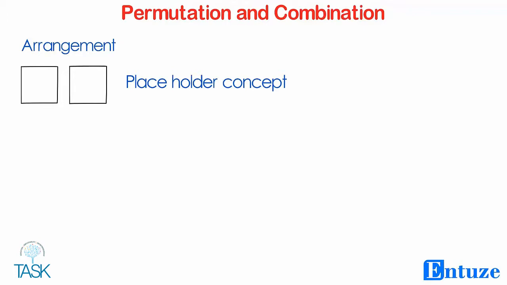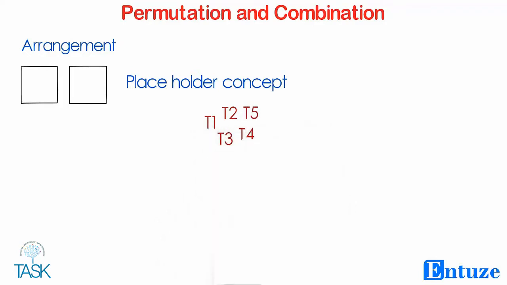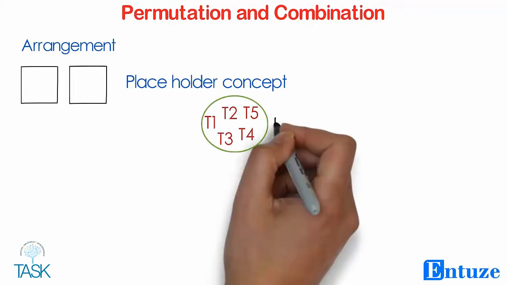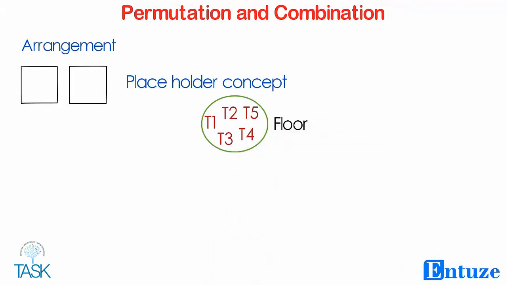Now let us see an easy case, that there are say two boxes and there are 5 toys. So here I will not draw animals, but say this is toy 1, toy 2, toy 3, toy 4 and toy 5. They are all lying on the floor, and you have to fill up these 2 boxes, and only one toy can get into one box.